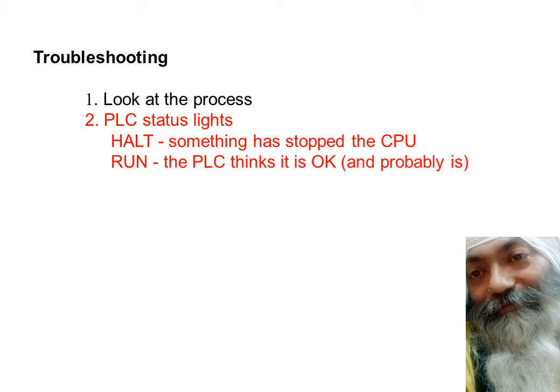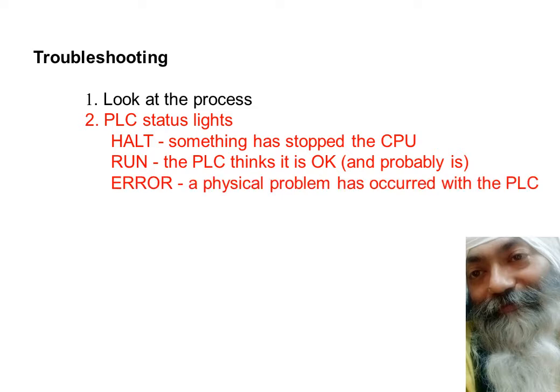If it is in run, it means, as we have already said, that the PLC thinks it is okay and probably it is okay. So if it is in running mode and the PLC is not working as per our expectations, it means that something is logically wrong in the program. So we have to look at the program, but the hardware part is all okay. If you find any error, it's a physical problem that has occurred in the PLC, and again, what kind of error it is can be probed.